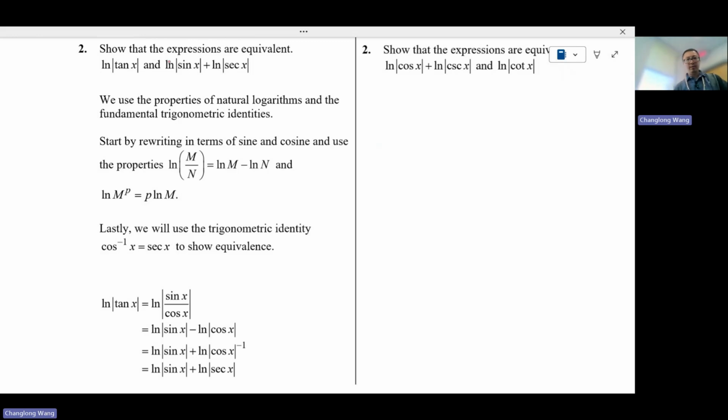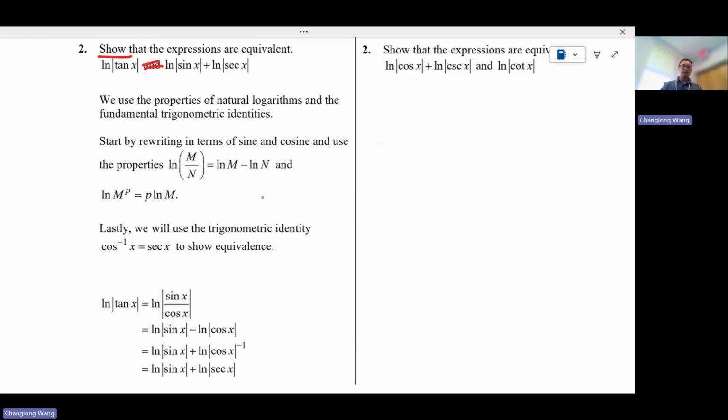They say, show the following 2 expressions are equivalent. Okay, so one of them is natural log of the absolute value of tangent x and the other one is log of the absolute value of sine plus log of the absolute value of secant, right? And they are equivalent, or simply put, I want to show that they are equal. Show, verify, they're pretty much the same thing. So I guess that almost everyone sees something kind of disturbing, right? That's the natural log, not to mention absolute value.